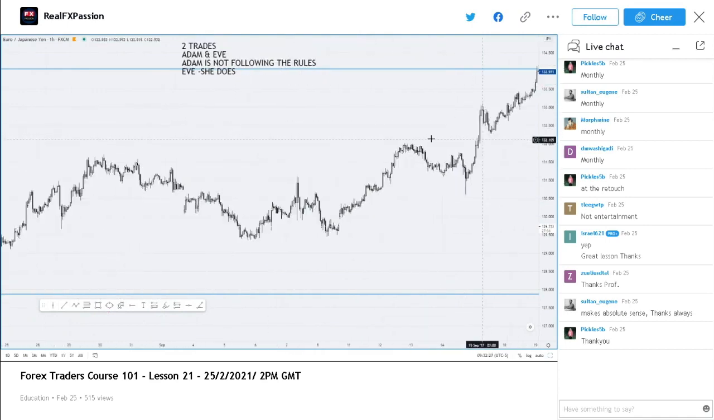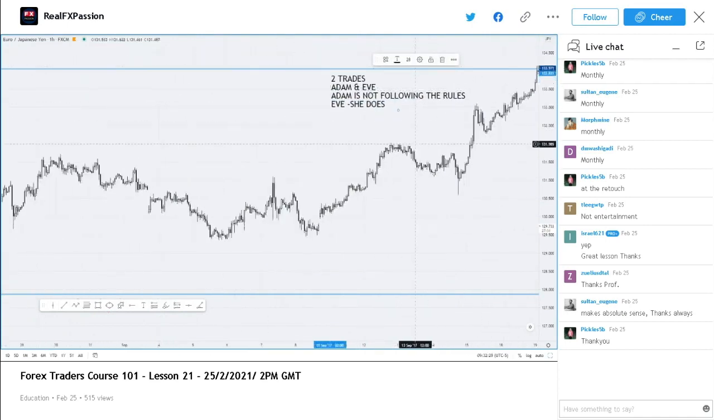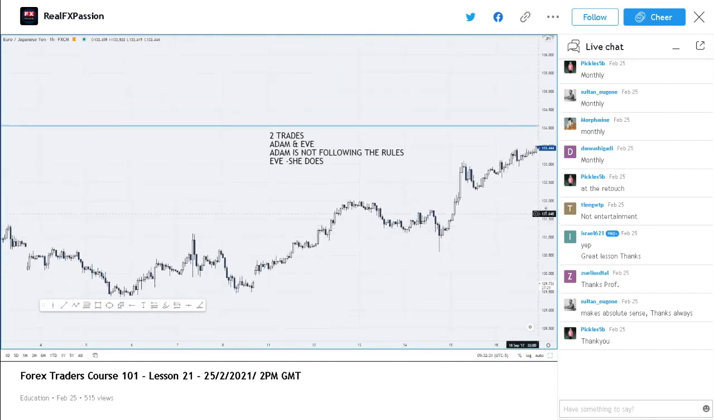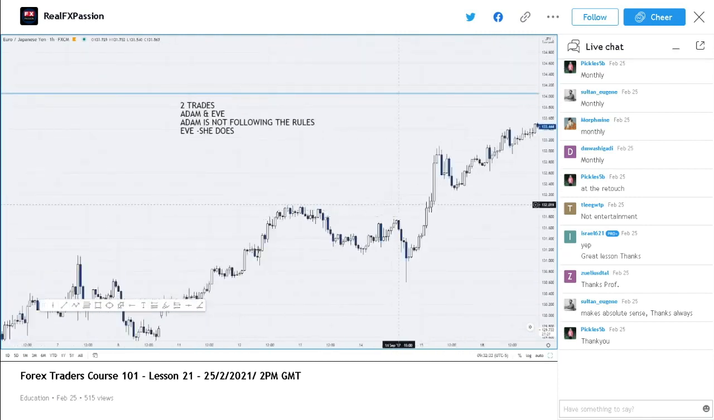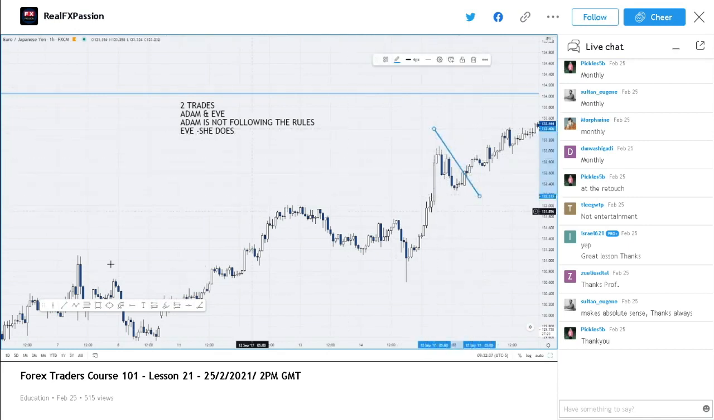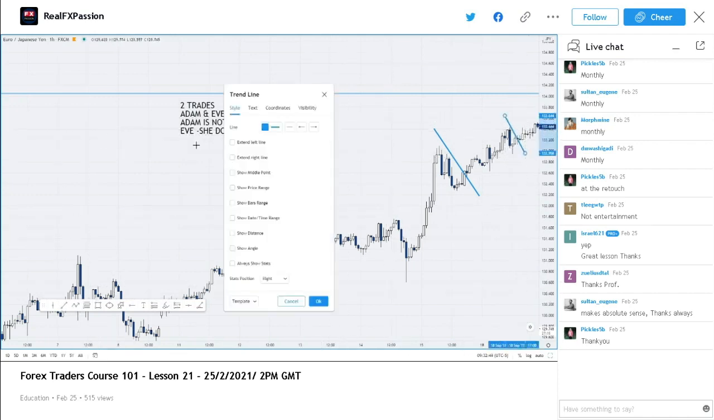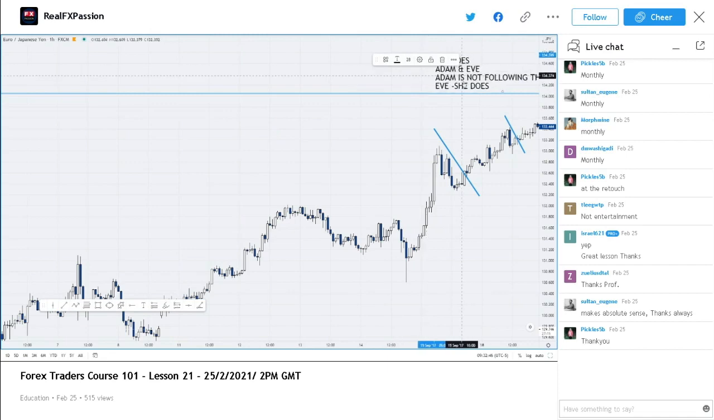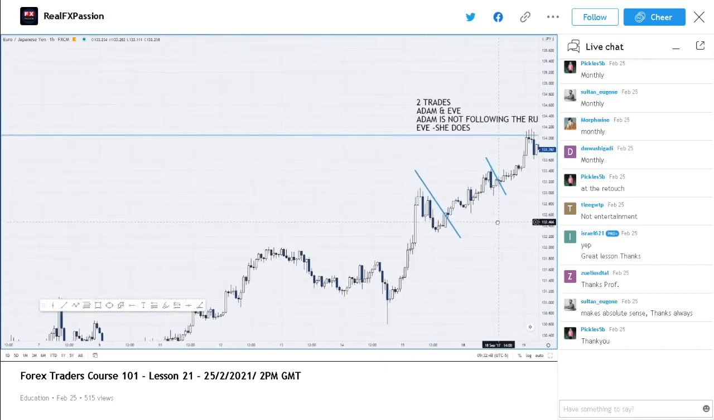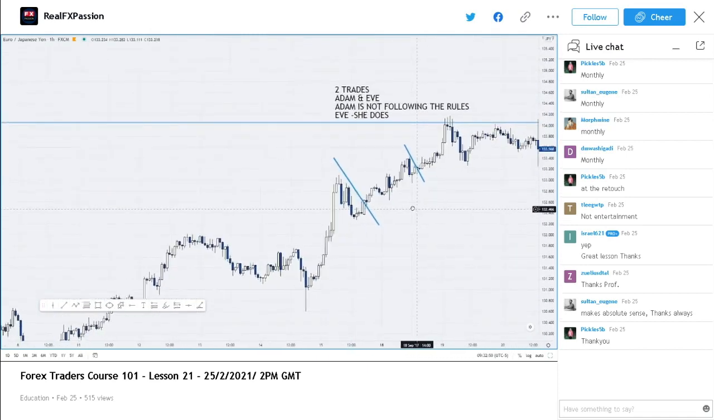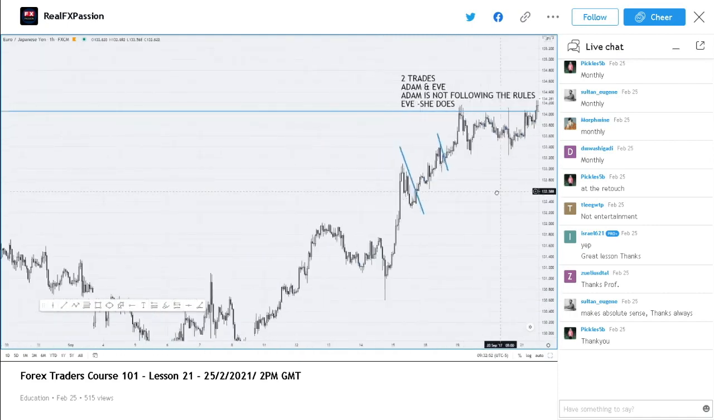So here is the next one, everybody. Adam is making more money than Eve, right? Oh, these pivot points don't work, so I'm going to buy here. And I'm going to buy here too. Remember, there is no right or wrong, right?